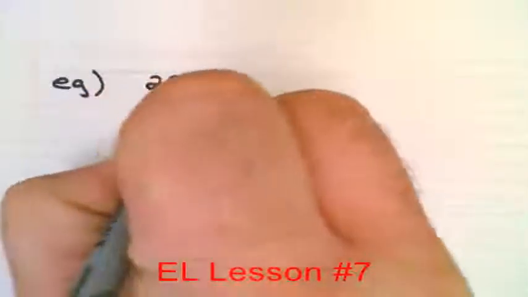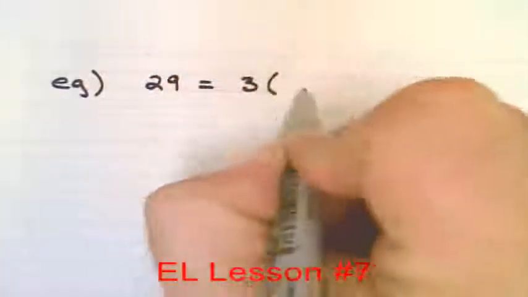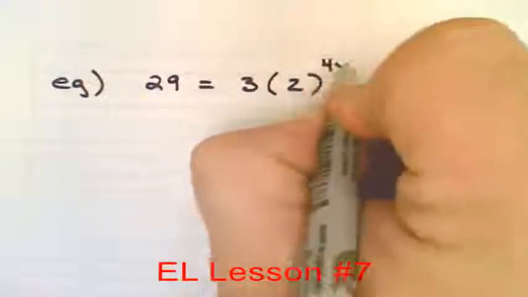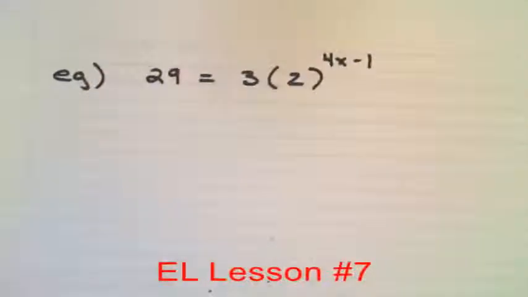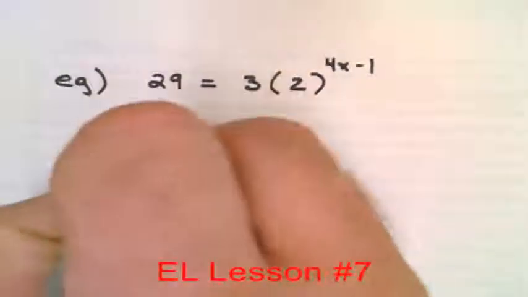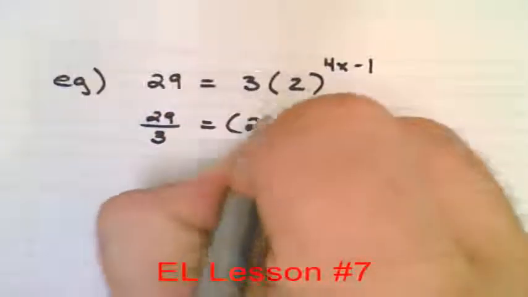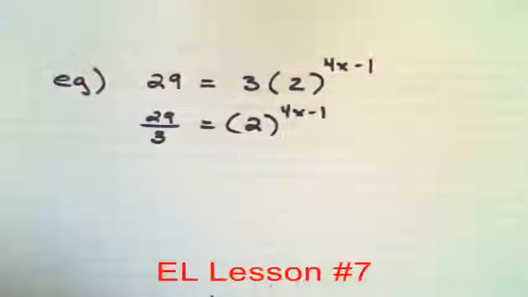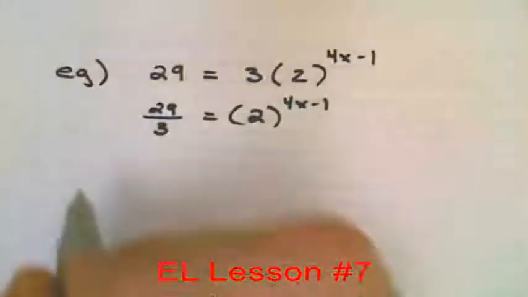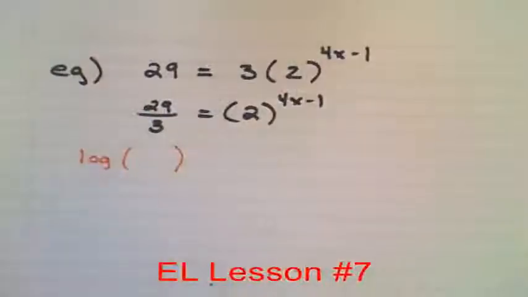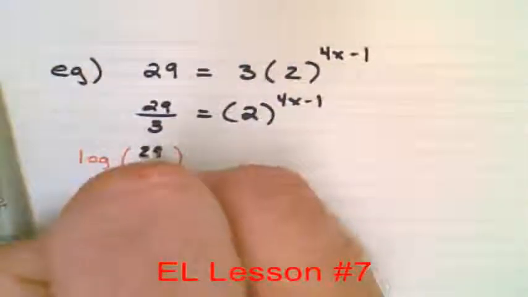So if I look at an equation like this, e.g., this is only a spot where it gets a little harder. If I say 29 equals 3 times 2 to the power of 4x minus 1, okay? In this case here, this is just getting harder. Now the coefficient is still the problem, so I'm going to divide the coefficient off. So I'm going to get 29/3 equals 2 to the power of 4x minus 1.